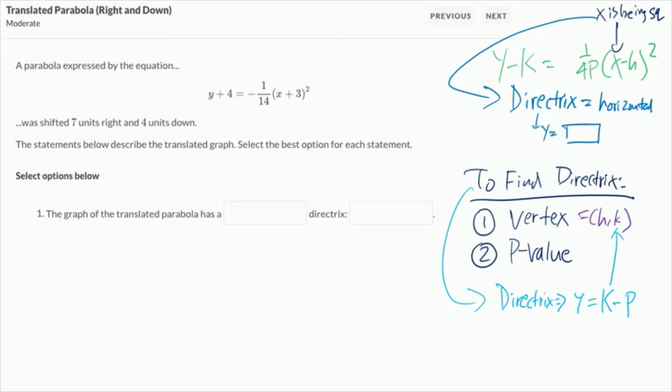So this question is asking us about the directrix. First thing that we have to notice is our equation is in this form: y minus k equals 1 over 4p (x minus h) squared. Since x is being squared, that means our directrix is horizontal and will be y equals blank. So the first thing that we can fill out is: the graph of the translated parabola has a horizontal directrix.